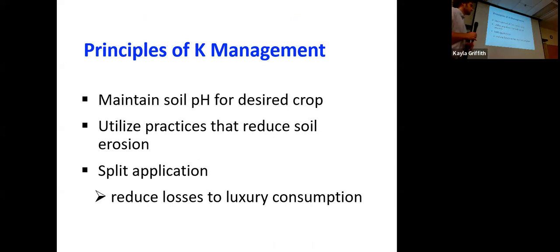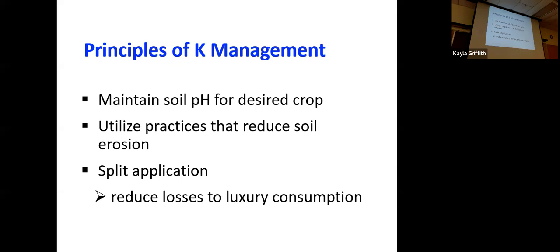So, principles of smart management. I guess like a lot of other scenarios, maintain the soil pH for your desired crop. Try to minimize how much soil is lost through erosion, and if you can, try to be smart with how you're applying your phosphorus based on the timing of uptake, right?